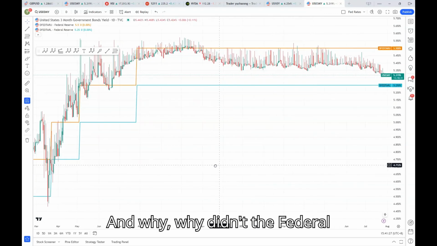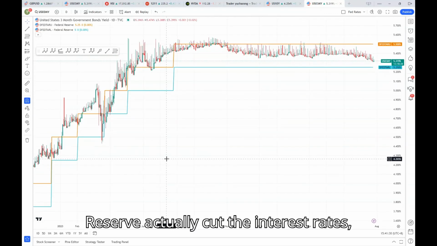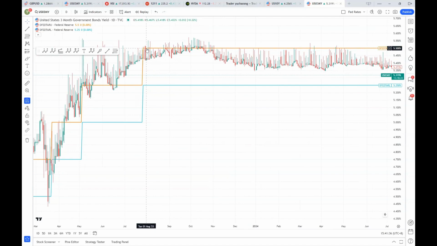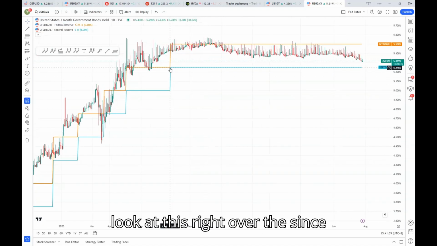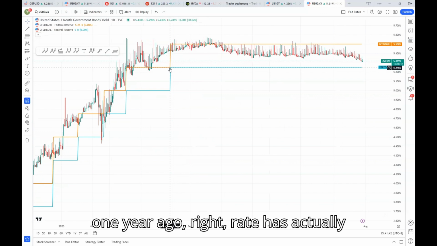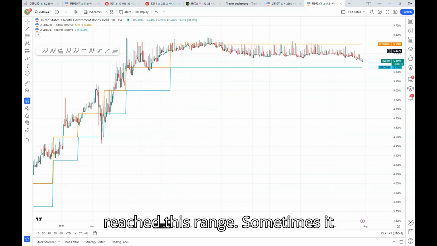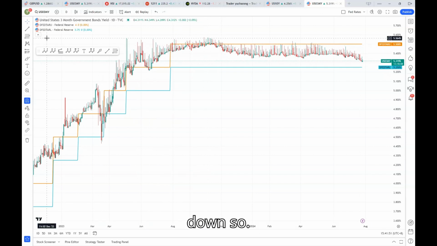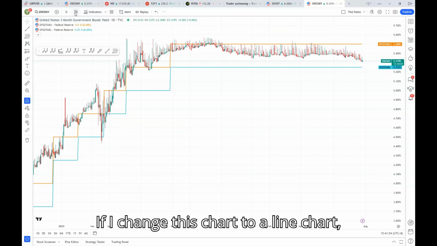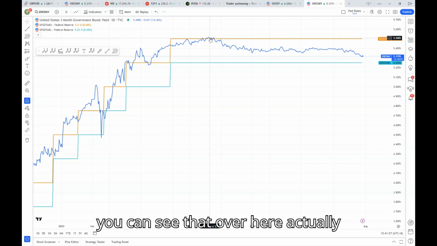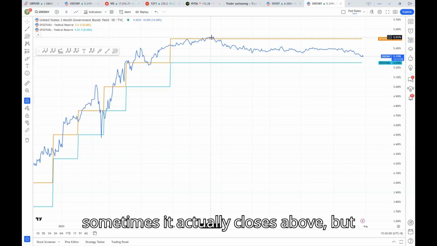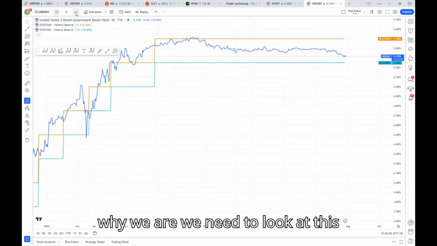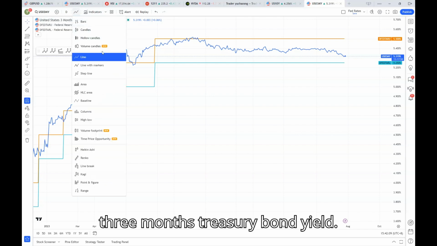And why didn't the Federal Reserve actually cut the interest rates, even though inflation is high and everything? The reason is because this rate itself, if you look at this, over the past 1 year, has actually reached this range. Sometimes it moves up, but then it always comes back down. If I change this chart to a line chart, you can see that sometimes it closes above, but most of the time it stays within this range. This is the reason why we need to look at this 3 months treasury bond yield.